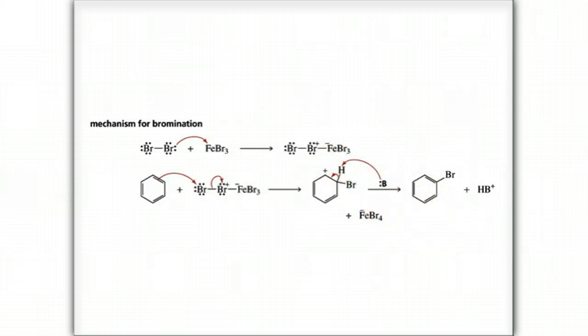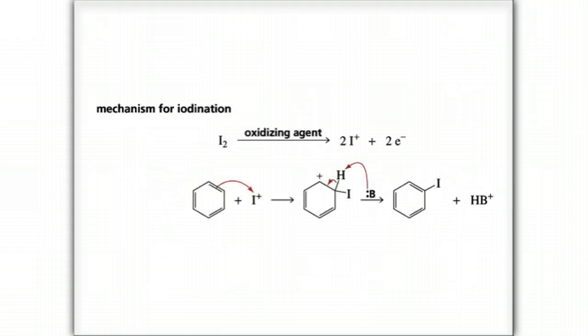Let's look at the mechanism of iodination. The electrophilic iodine is obtained by treating molecular iodine, as you can see here, with an oxidizing agent such as nitric acid. Once the electrophile is formed, iodination of benzene occurs by the same mechanism as bromination and chlorination. We have the first step and we have the second step. And again, any base in the reaction mixture can remove the proton, forming the product.